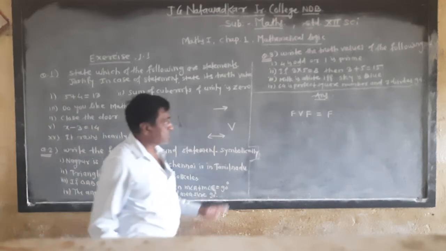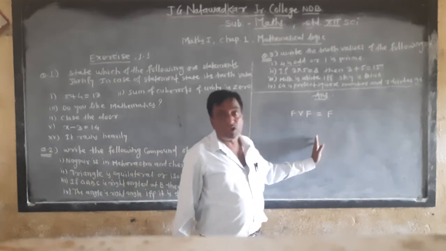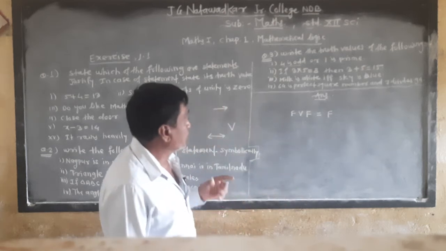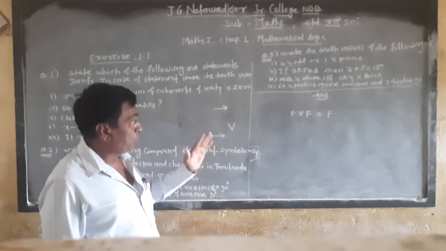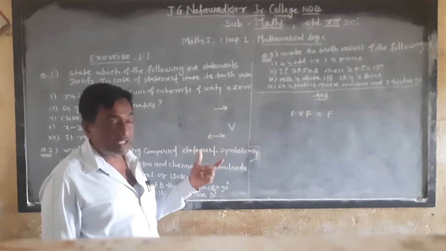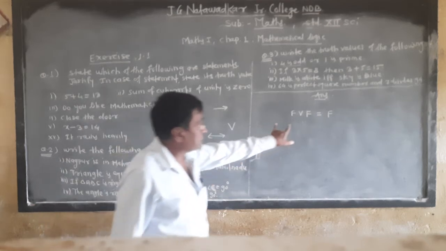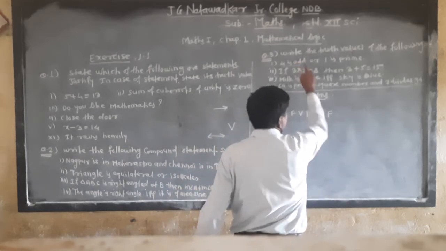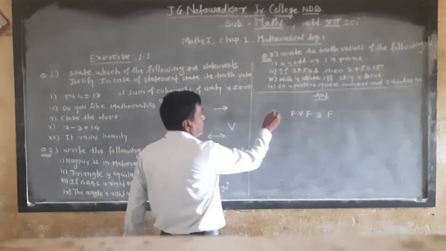In case of conjunction, if you observe the P column and the Q column, if both are true, then the answer is true. In case of disjunction, we observe column P and column Q, and if both are false, then the answer is false. Otherwise, it is true. Here both are false, so the answer is false, and its truth value is false. It is denoted by capital A. This is the answer of the first.